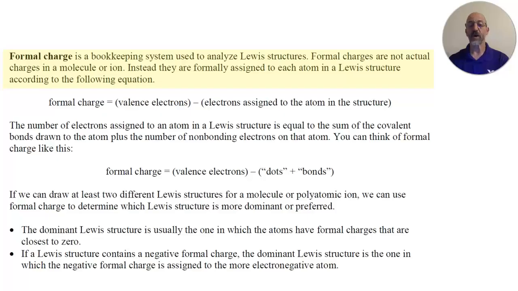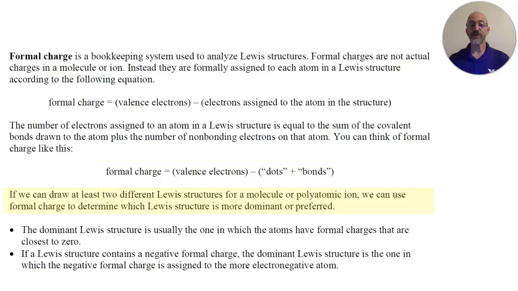Formal charge is equal to the number of valence electrons for a particular element or atom minus the number of electrons that are assigned to that particular atom in the Lewis structure. Now, the number of electrons assigned to an atom in a Lewis structure is equal to the sum of the covalent bonds drawn to the atom plus the number of non-bonding electrons on that atom. So you can think of formal charge like this: formal charge is equal to the number of valence electrons minus the sum of the dots and the bonds.